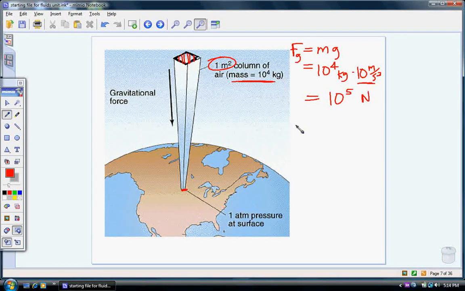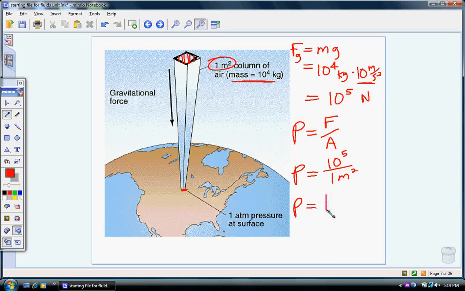And then if you calculated the pressure on the ground below, the pressure would be equal to force divided by area. So this much force, this much weight, 10 to the 5th, would be put on the 1 meter squared, and that would give us a pressure of 1 times 10 to the 5th pascals.